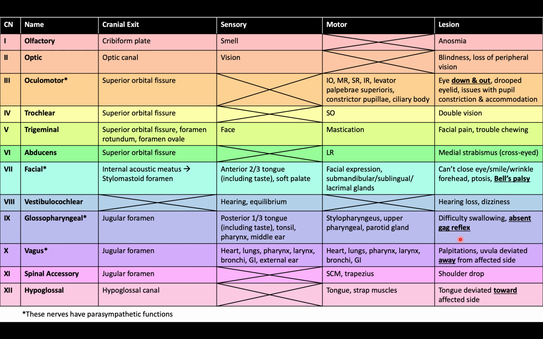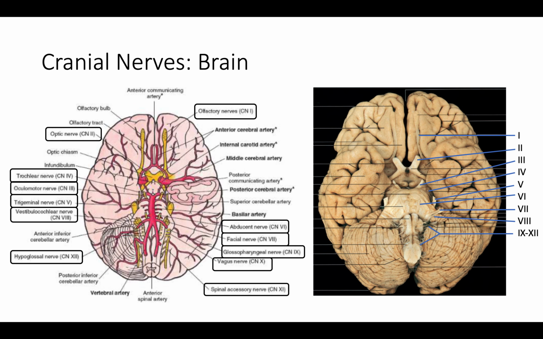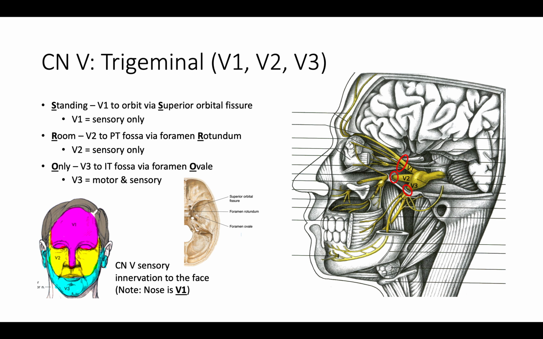Spinal accessory goes to the sternocleidomastoid, which is in the neck, and the trapezius that we've already talked about in block 1, and that's going to cause shoulder drop. Hypoglossal, it's going to the muscles of the neck and to the tongue, so the tongue's going to deviate toward the affected side. So here's some of these cranial nerves coming out from the base. Here they are located on the brain, and we've already talked about 3 and 6. So let's talk about cranial nerve 5. So this is our trigeminal nerve.